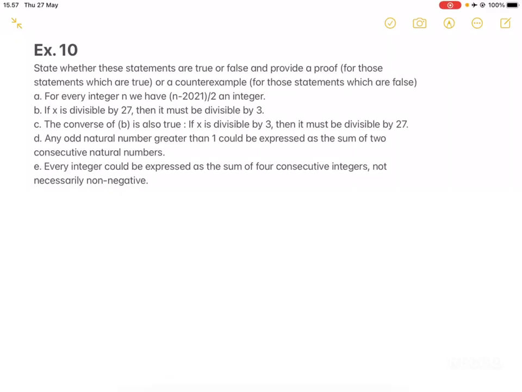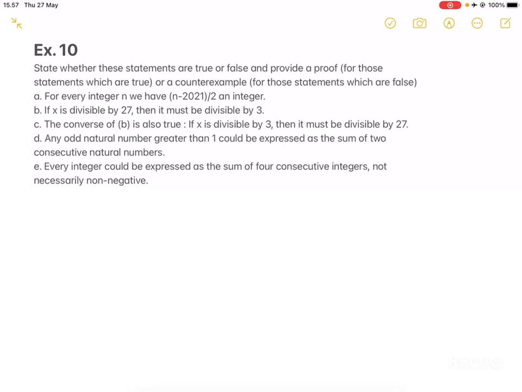Right, so here's example 10 for proofs. We need to state whether the 5 statements are true or false, and provide a proof for those statements which are true, or a counterexample for those statements which are false. Counterexamples are usually used to disprove a statement, or to prove that a statement is false.